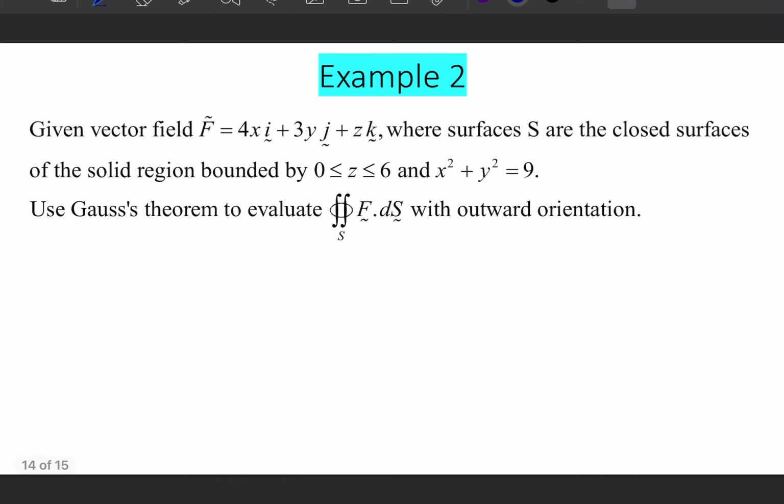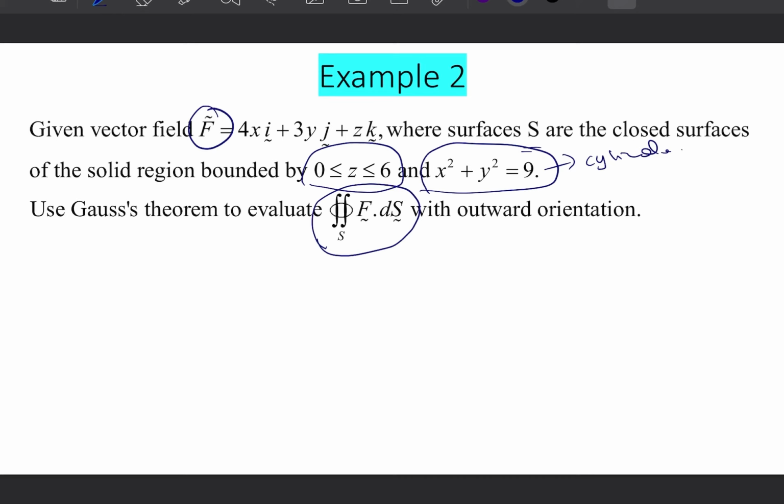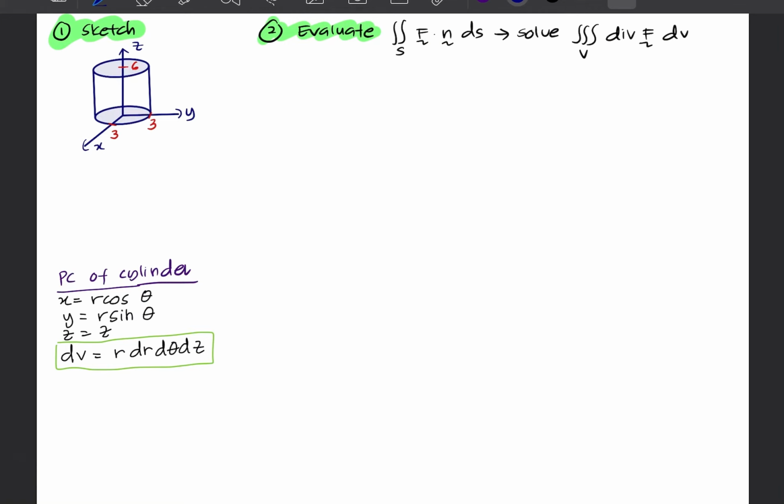Okay, let's look at example 2. Given vector F, where surface S is the closed surface of the solid region bounded by z from 0 to 6 and the equation x squared plus y squared equal to 9, which is the cylinder. Use Gauss theorem to evaluate the surface integral with outward orientation. So the question asks you to evaluate the surface integral, then you must find the volume integral. First step, sketch the figure, the region that you want to calculate. Then step number 2, evaluate the surface integral by solving the volume integral.